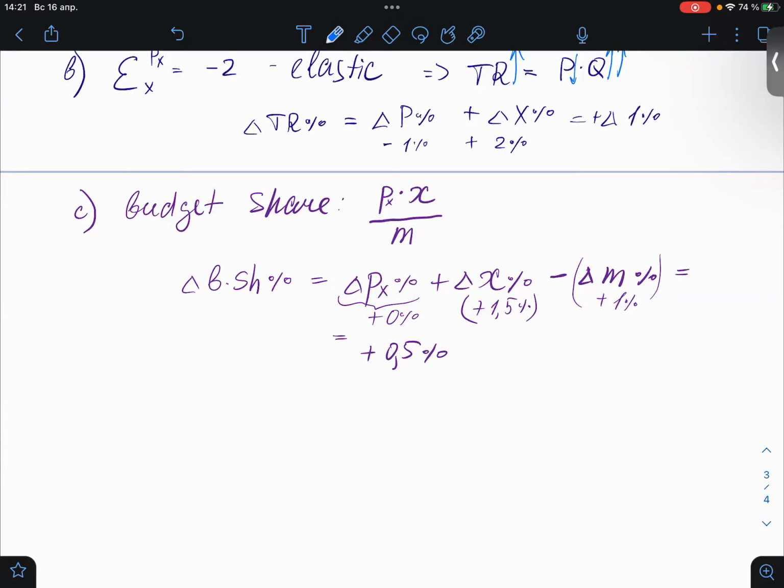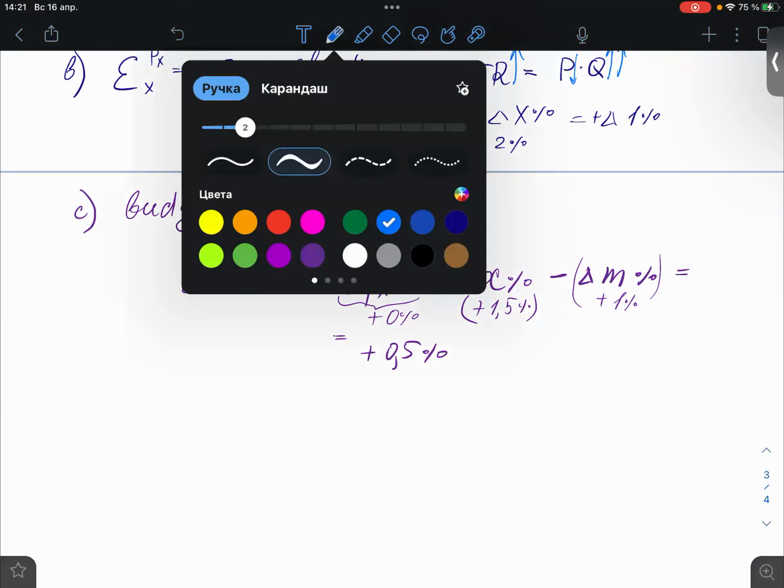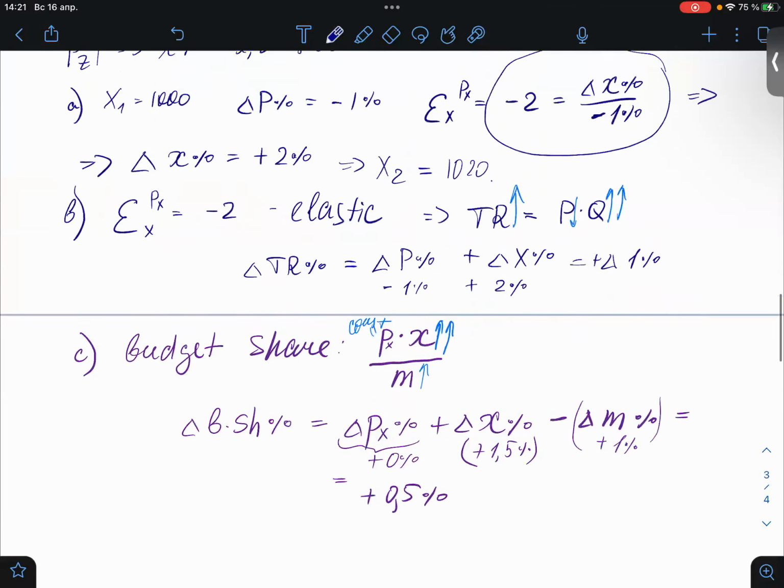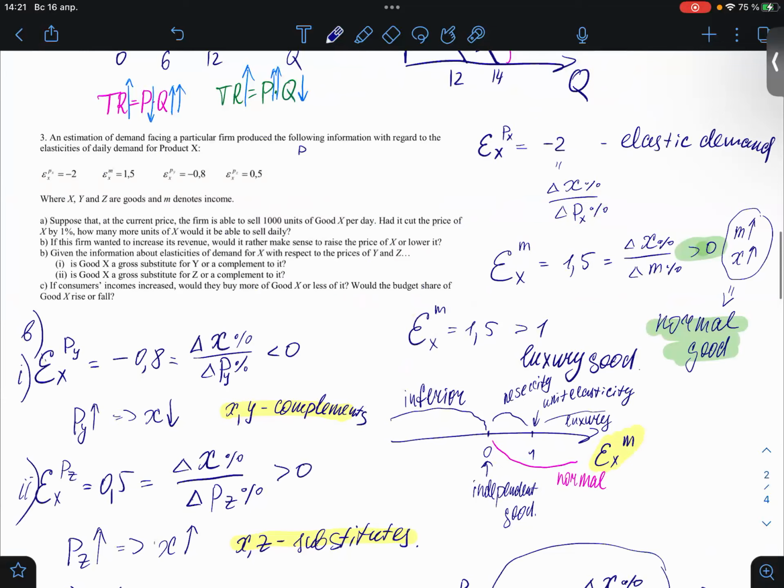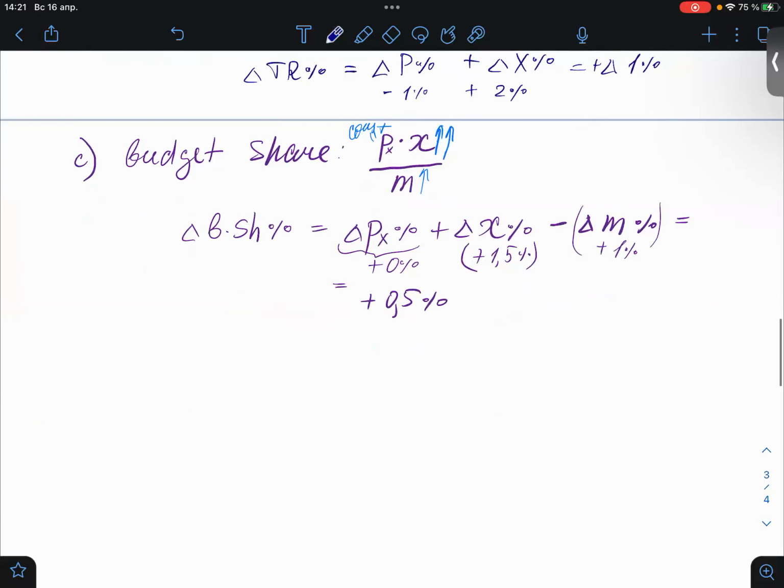Or you can say it like this. Monetary income increases, price is constant, and the demand increases more because it is elastic demand with respect to monetary income, a reaction of 1.5, greater than 1. Okay, it was point number 3. Good, and let's do number 4. I will copy it now.